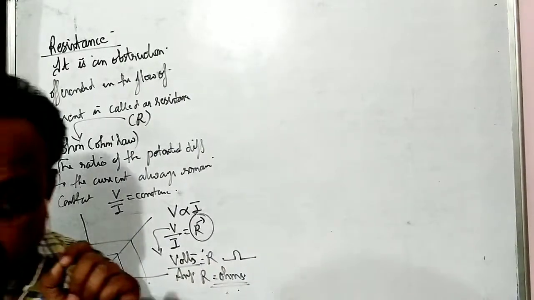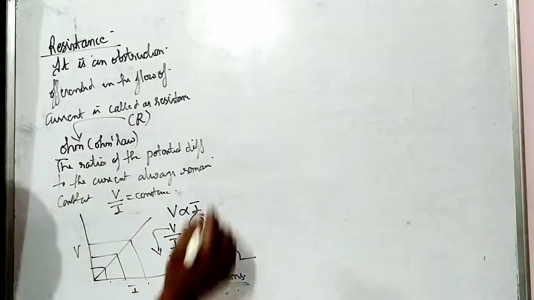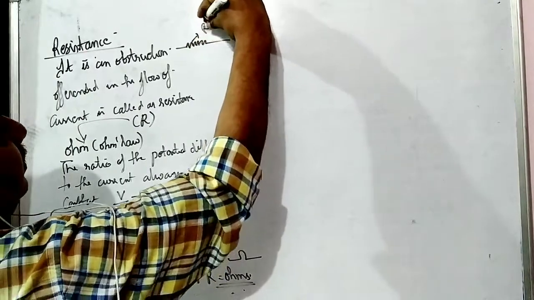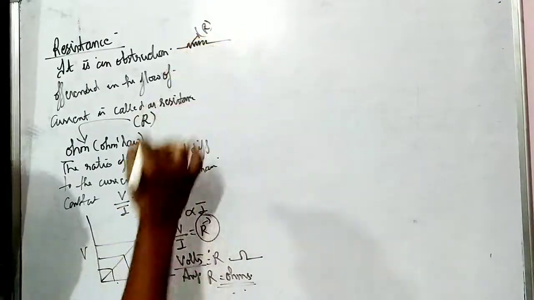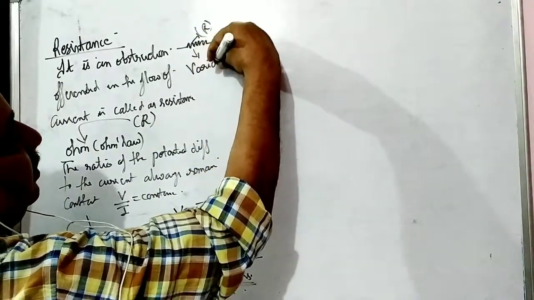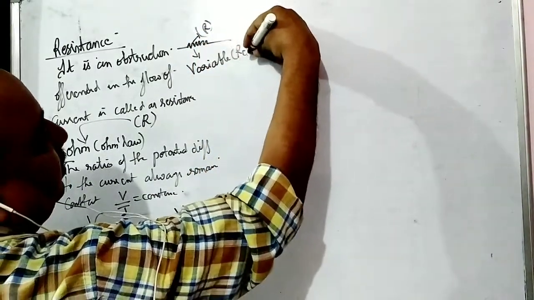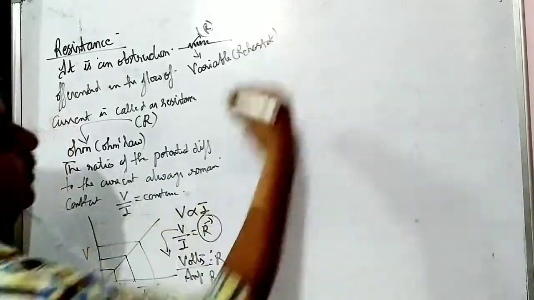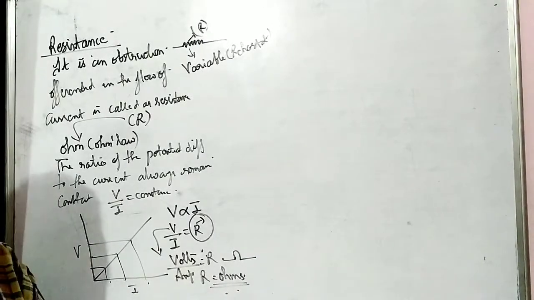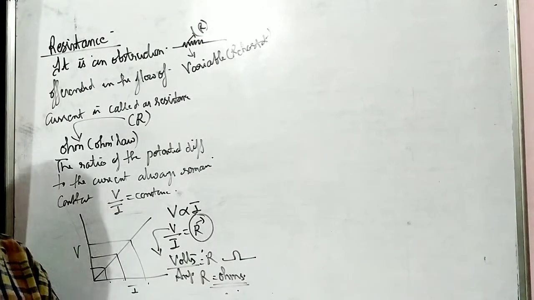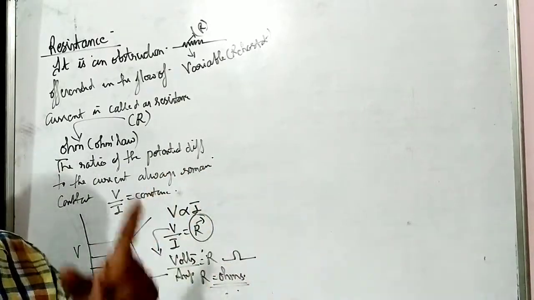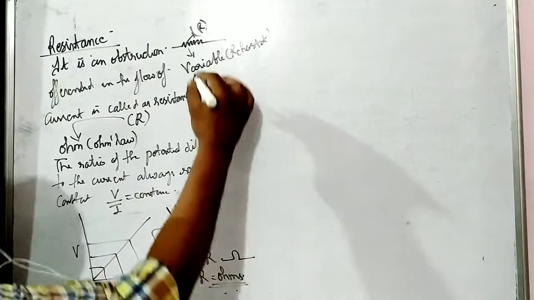Now, resistance in the circuit is denoted by this sign, which represents a constant resistance. There are two types of resistance. One is called a variable resistance, which keeps on changing, or we can say a rheostat. It is an instrument used to change the resistance according to the requirement in the circuit.